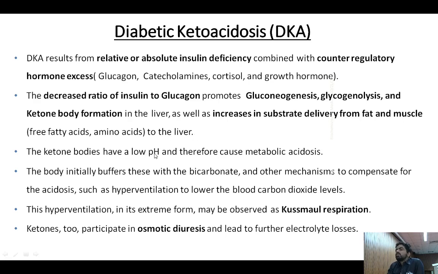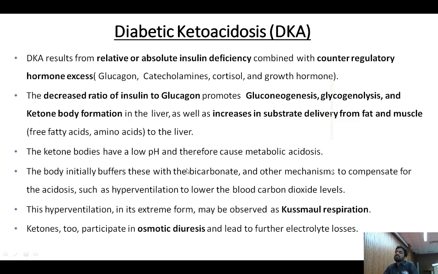Ketone bodies have a low pH. Because these ketone bodies are acidic, they cause metabolic acidosis. This metabolic acidosis is very deleterious and can be life-threatening. Initially, I think I took, or someone took, a buffer, right? I think I took only. If metabolic acidosis happens, the body will try to buffer those, right?